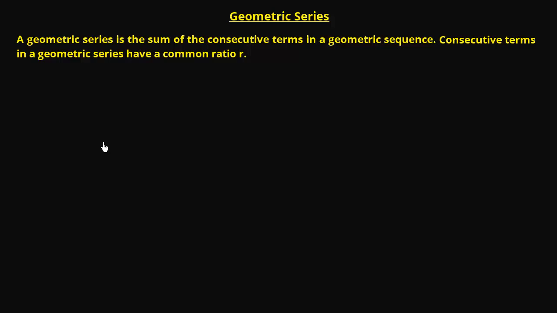Hi everyone, in this video we look at geometric series. So a geometric series is the sum of the consecutive terms in a geometric sequence. And if you recall, in a geometric sequence, all consecutive terms have a common ratio r. So what does that mean?